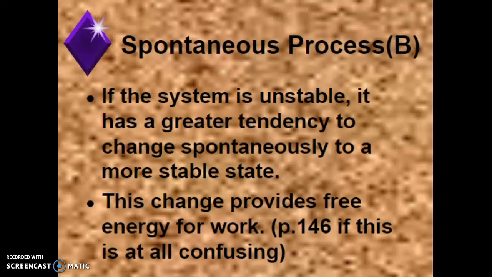So in chemistry, you learned about spontaneous chemical reactions. Vinegar and baking soda produces a spontaneous reaction. We've talked about carbonic acid with respect to coral reefs, but vinegar and baking soda creates carbonic acid that then spontaneously decays into carbon dioxide and water. That doesn't take an input of energy. So a system that is unstable is going to change spontaneously to reach a more stable state. The change provides free energy for work.